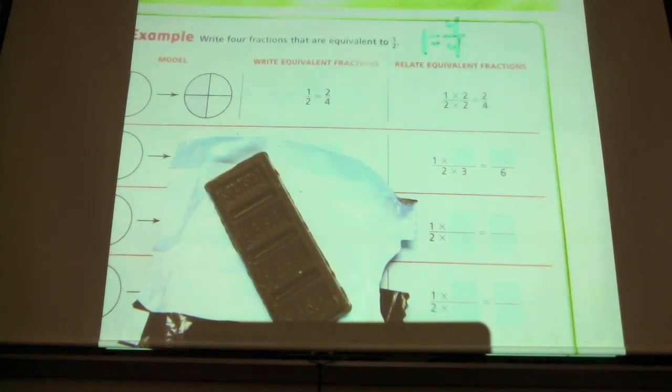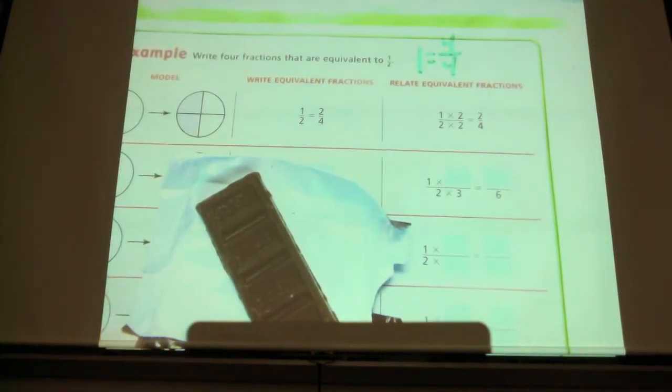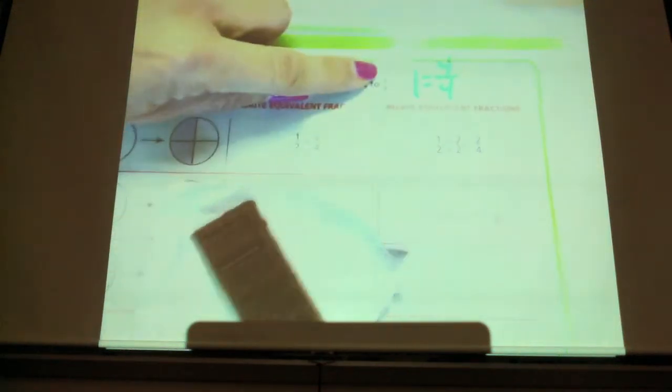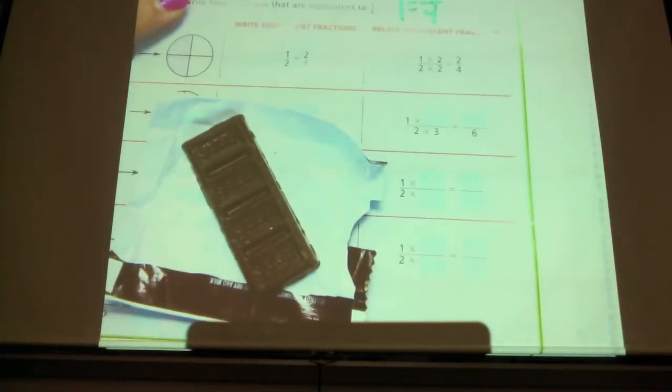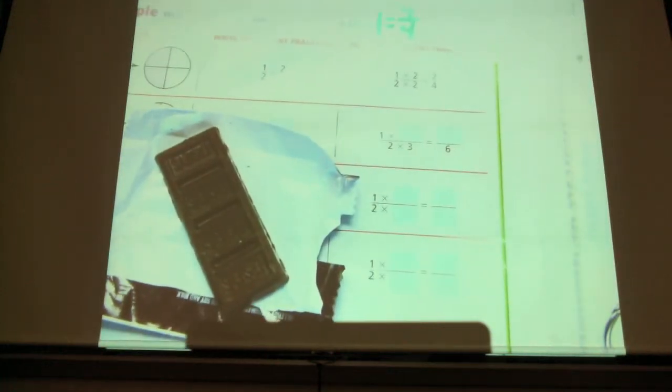Every time you have a fraction with the same numerator as the denominator, you have 1 whole. I need you to be paying attention, not talking. Every time you have a fraction with the numerator and the denominator being the same, you have 1 whole piece. It's kind of like a pizza, right? If all the pizza's still there.